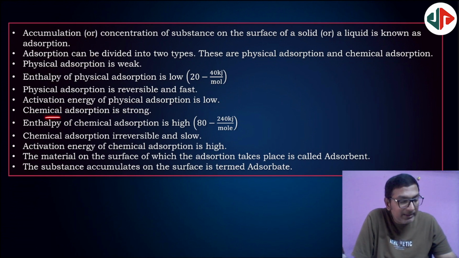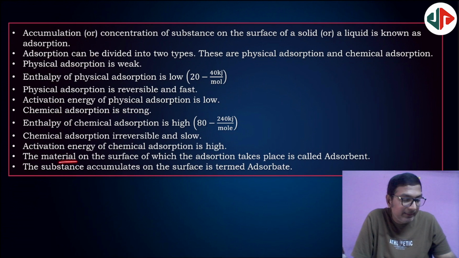Next, chemical adsorption is strong due to chemical bond formation between adsorbate and adsorbent. Enthalpy of chemical adsorption is very high, 80 to 240, or you can take 80 to 400 also. Chemical adsorption is irreversible and slow. Next, activation energy is very high.